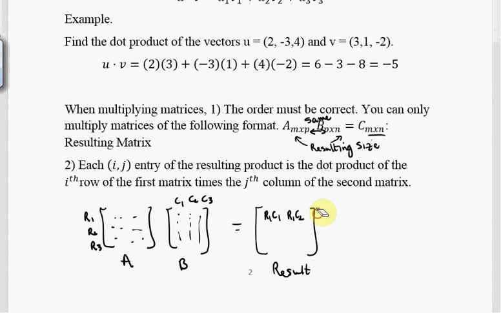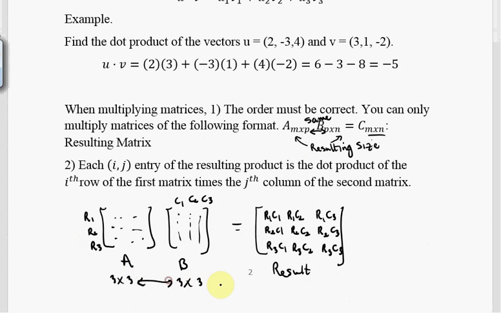The next one is row 1, column 3. This guy is row 2, column 1. Row 2, column 2, row 2, column 3. Row 3, column 1, row 3, column 2, row 3, column 3. And obviously this is a 3 by 3. It's the 3 by 3.